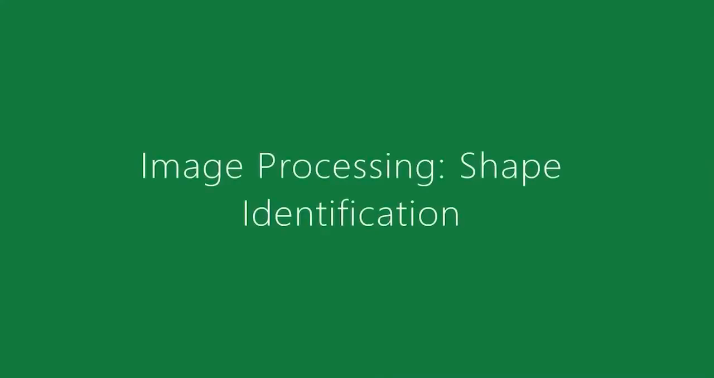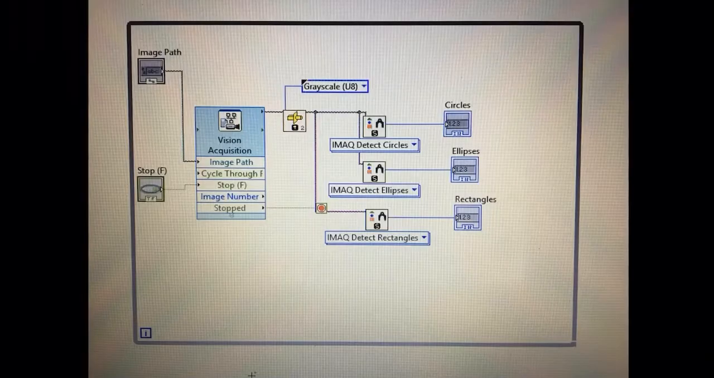Then we moved on to shapes. First, I just initialized the vision acquisition and sent it an image path, so a file with an image in it, and then it takes that image and converts it into a grayscale image and then sends it to a bunch of separate VIs that detect different shapes. That was the first phase of shape detection.